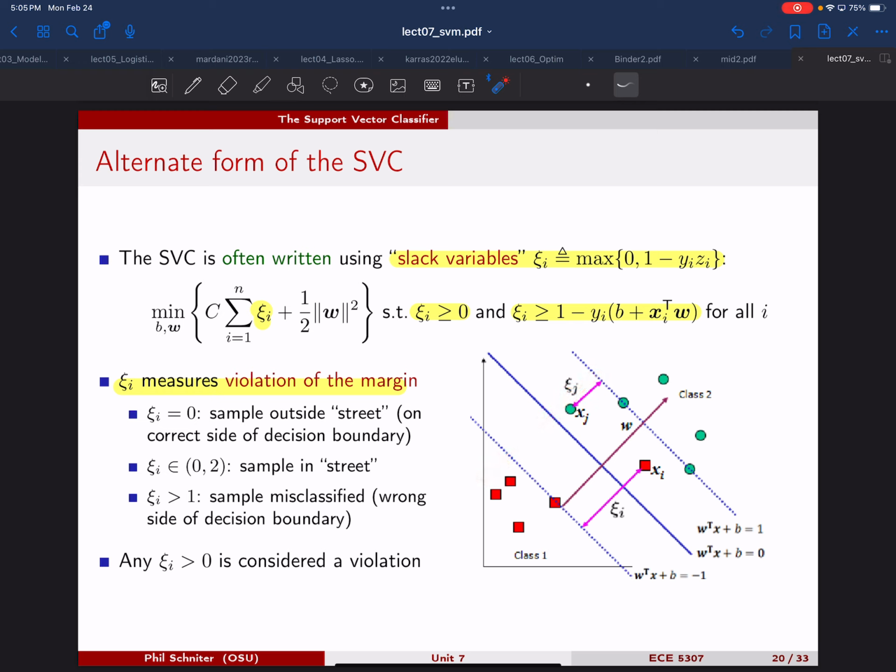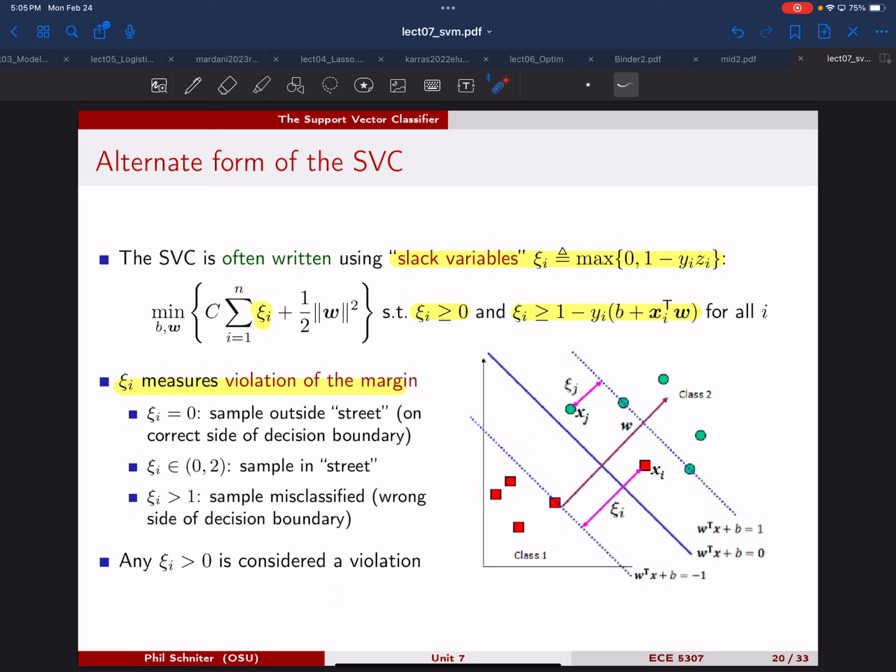So when the point is right on the boundary, we know that zi is 0, which means that xi i is going to be 1. When this is 0, then this is max of 0 and 1, which is 1. So as this point moves over here, it's 1, but then it keeps growing linearly. So when it's on this edge, it's 2, and then 3, 4, 5, 6, and so on.